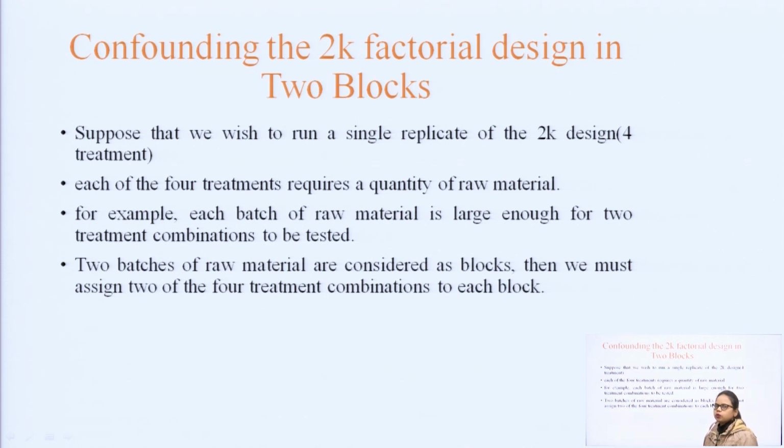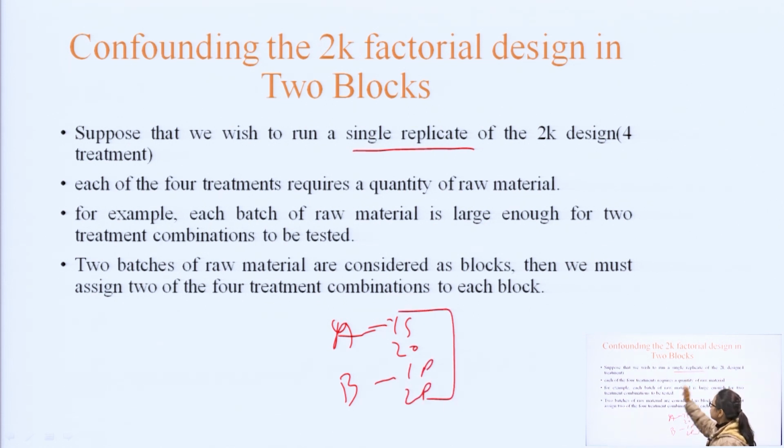Confounding the 2^k factorial design in 2 blocks. Suppose we wish to run a single replicate of the 2^k design for treatment. I have already told you, when you take a single batch, you have 4 treatment combinations, like 4 trials. A has 2 levels, 15 and 20, and catalyst has 2 values, 1 pound and 2 pounds. So, 4 treatments in a single replicate.